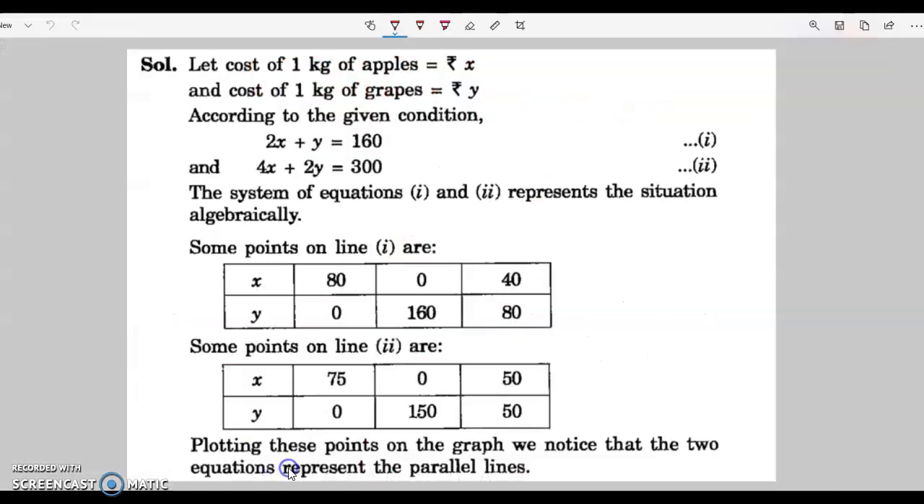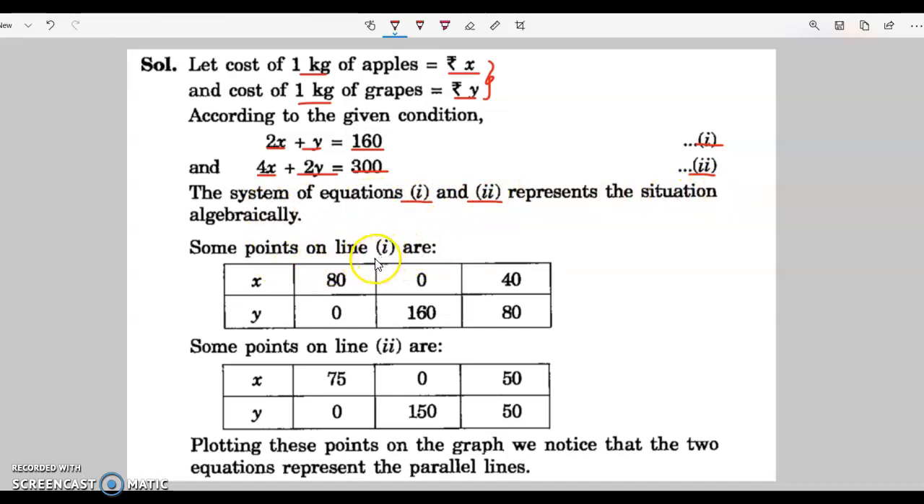So first let's represent it algebraically. Let the cost of 1 kg of apple be rupees x, and the cost of 1 kg of grapes be rupees y. So according to the given condition, we have 2x plus y equals 160. This is equation 1. And 4x plus 2y equals 300 is equation 2. The system of equations 1 and 2 represents the situation algebraically.